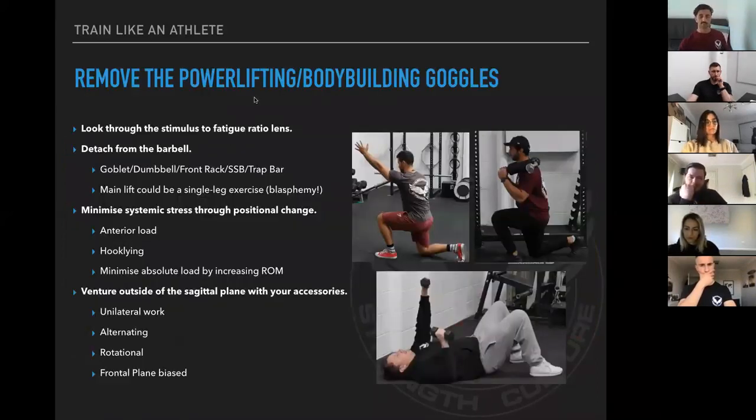So this is just a summary. Look through the stimulus to fatigue ratio lens: greater range of motion, less fatigue. You do this by biasing different positions and different ways of taking yourself through a range of motion. All right. Anterior load, so that's a goblet position. Anything that's out in front, so that and the SSB, biases anterior load. Anything back here makes your back work more, to put it simply.